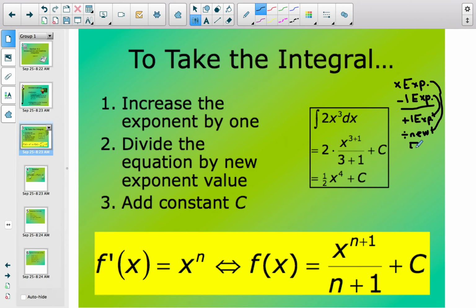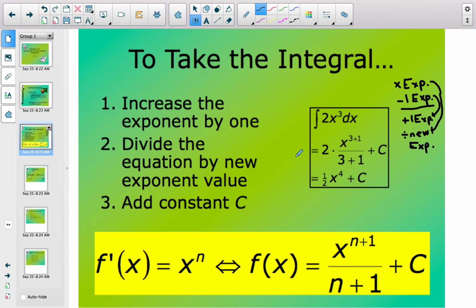So an example of that would be, say, you had the integral of 2x to the third power. Okay? What you're going to do is increase the exponent by 1 and then divide by that new exponent. Okay, so you're going to increase it, and then you're going to divide by the 3 plus 1, which is 4.